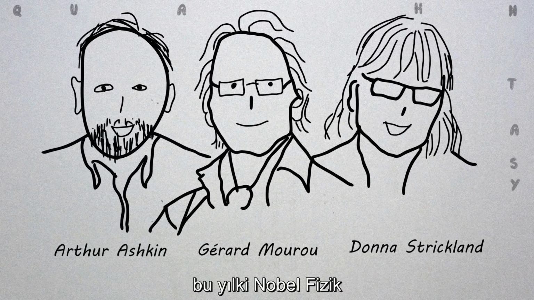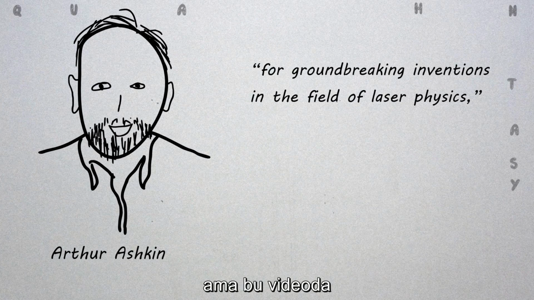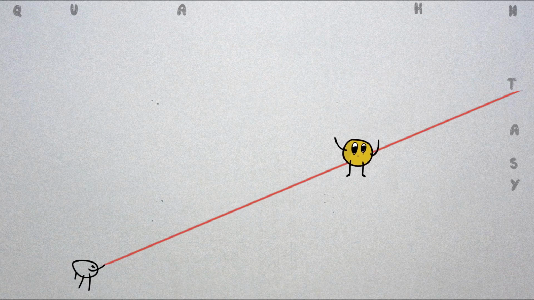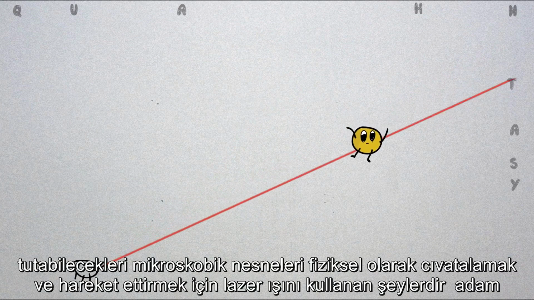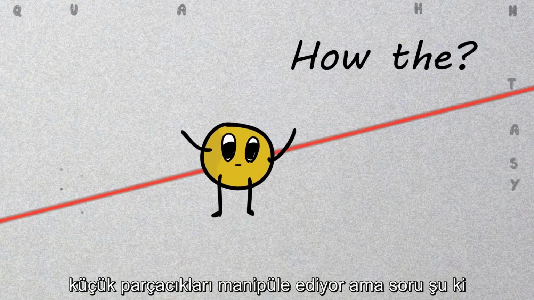This year's Nobel Prize in Physics was awarded to the following three people. But in this video, I'm going to talk about Arthur Ashkin's invention of optical tweezers. Optical tweezers use a laser beam to physically hold and move microscopic objects. They can trap and manipulate small particles. But the question is how?